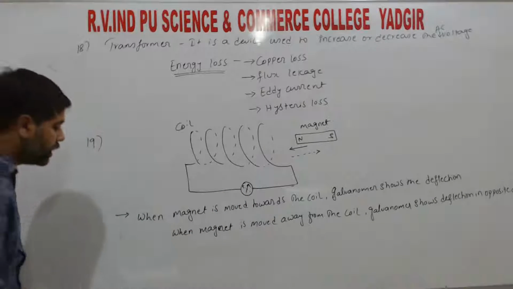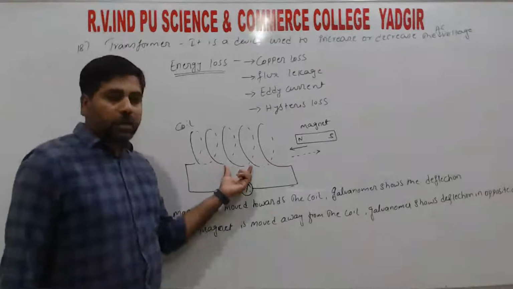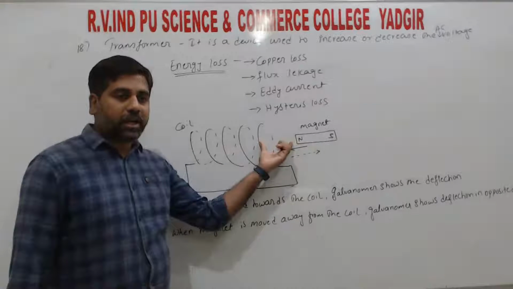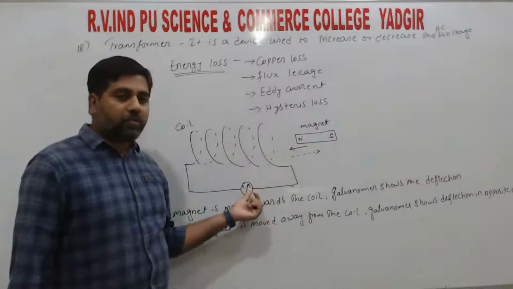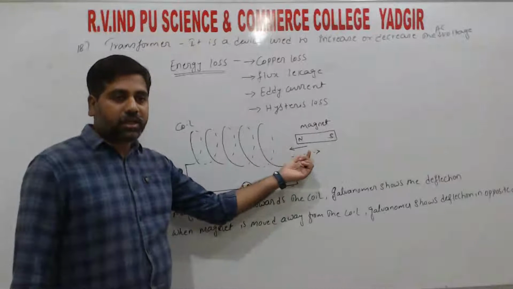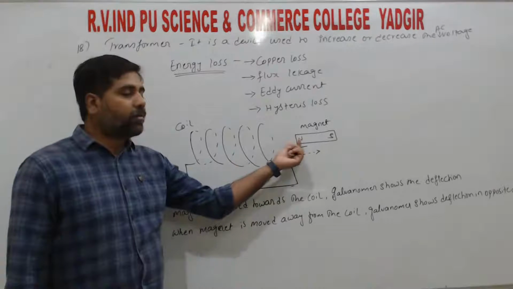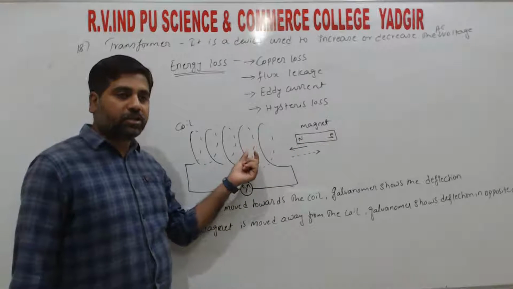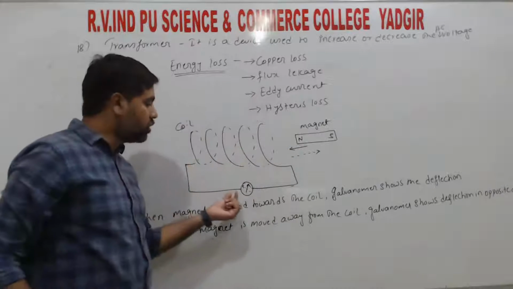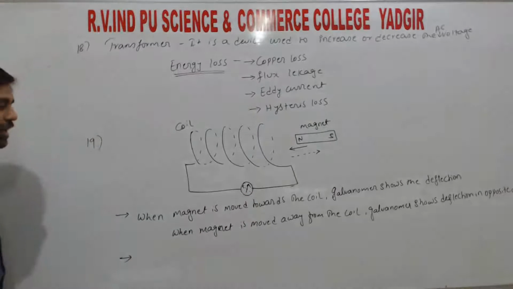The second point is, if the coil is stationary and the magnet is stationary, the galvanometer shows no deflection. Both the coil and magnet are stationary, then the galvanometer shows zero deflection. Similarly, when the coil and the magnet are moving in the same direction, then also the galvanometer shows zero deflection. That is the second point.